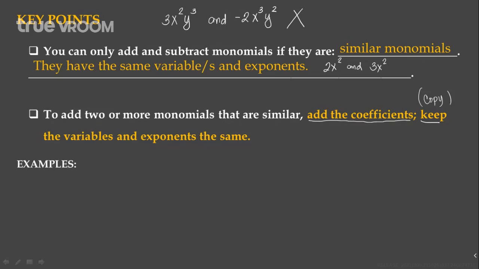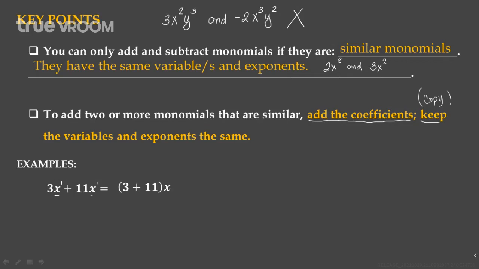For example, 3x plus 11x. They are similar because they have the same variable, x. They also have the same exponent, which is 1 and 1. So they are similar. So again, when you add monomials, you need to add first the coefficients.